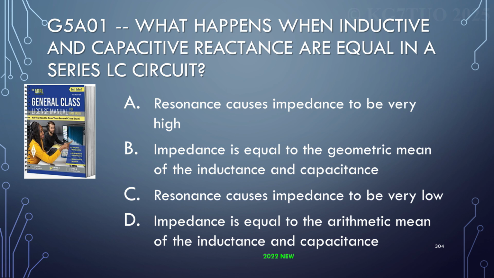If inductive and capacitive reactance are equal, Alpha, Charlie, I think. You're close. Remember what we said earlier about in a well-designed circuit, the capacitive reactance and the inductive reactance cancel each other, and you have pure resistance. So if they cancel each other, where does that leave you?